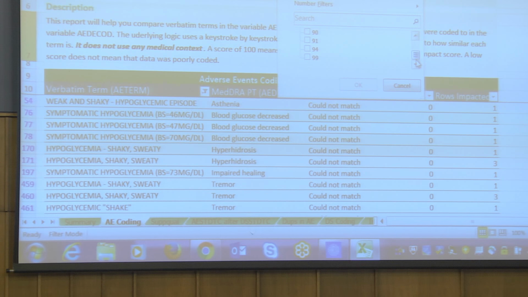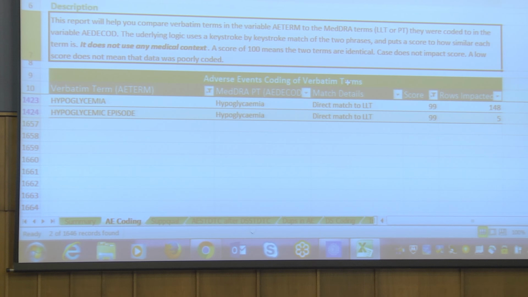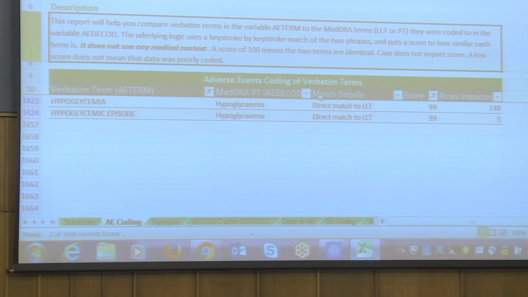Here, there are no 100s. Oh well, let's go look and just see what the 99s are. And I have two 99s in this dummy data. Any issues with the data, I'm going to take full credit for, because this is my dummy data. But I might see here that we have hypoglycemia.